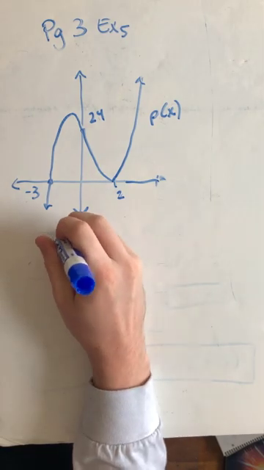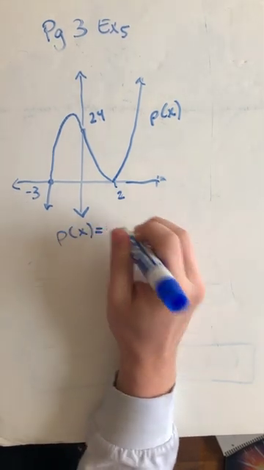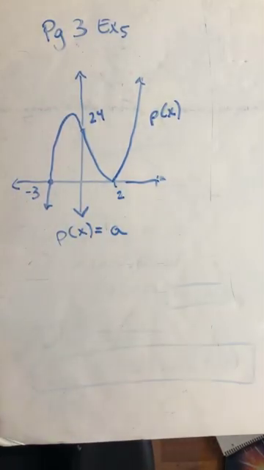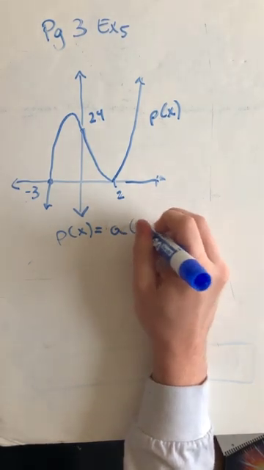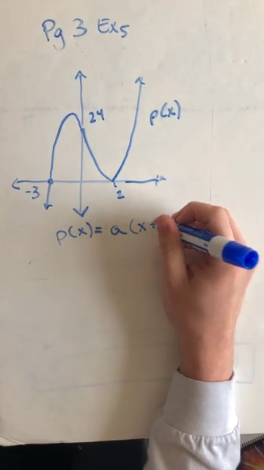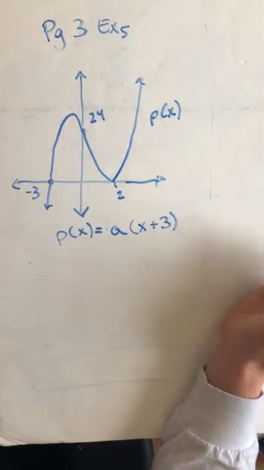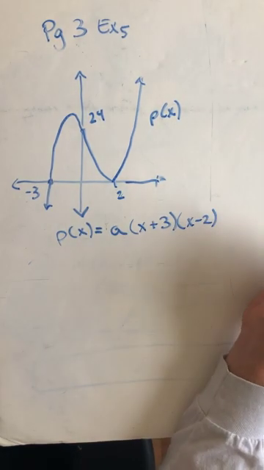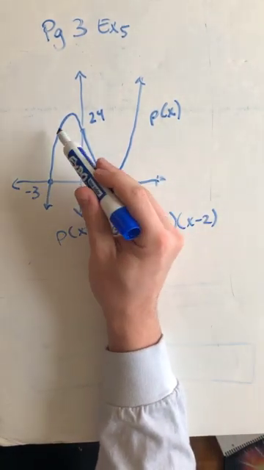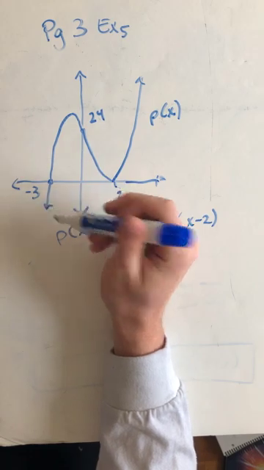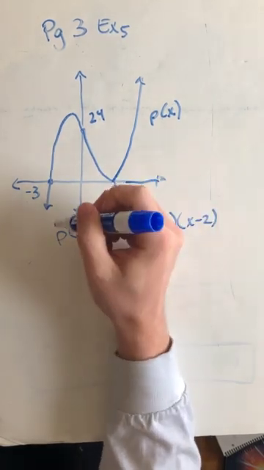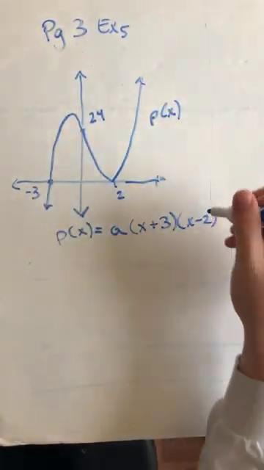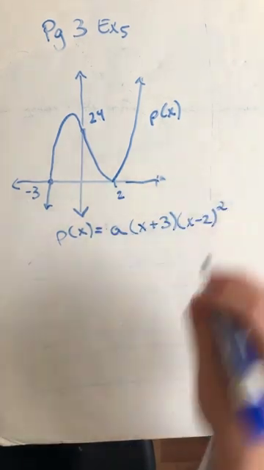So in this case right now, we've got p of x is equal to, we don't know the a value, which is very similar to the last question. We have a 0 at -3, which always gets flipped in the bracket. We have a 0 at 2, which is x minus 2. For the multiplicities of both, this one goes directly through the 0, so the multiplicity would be 1, and then this one goes to 2, bounces back up, so in this case, it is squared.